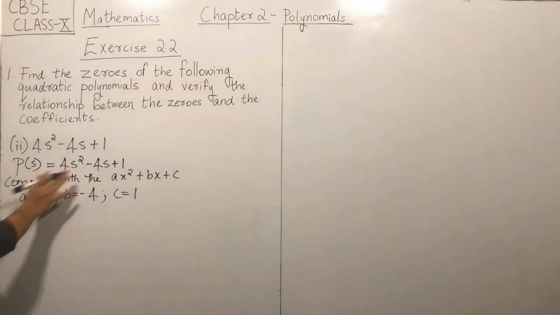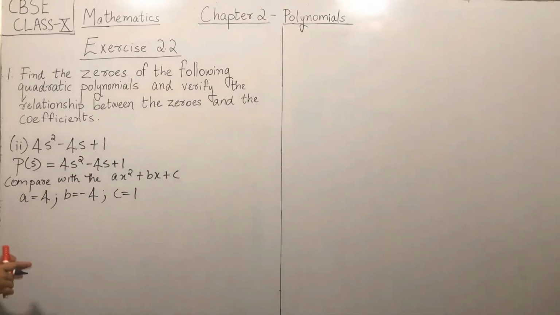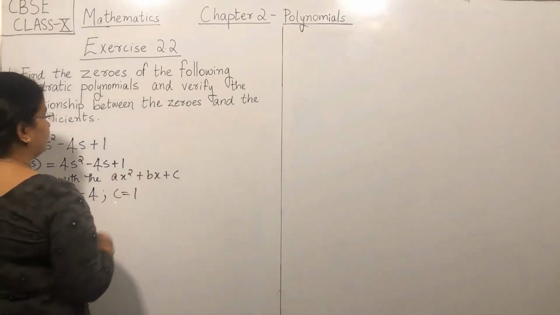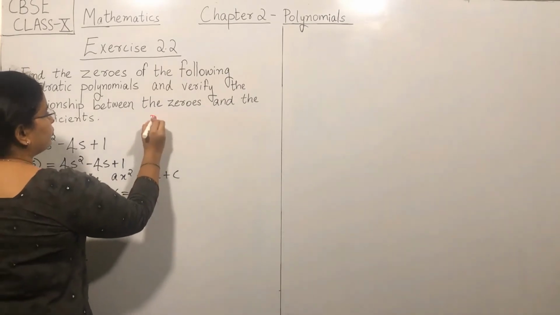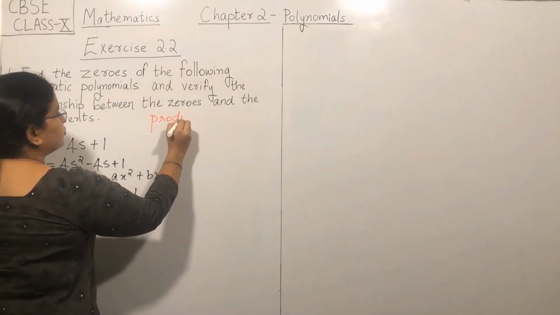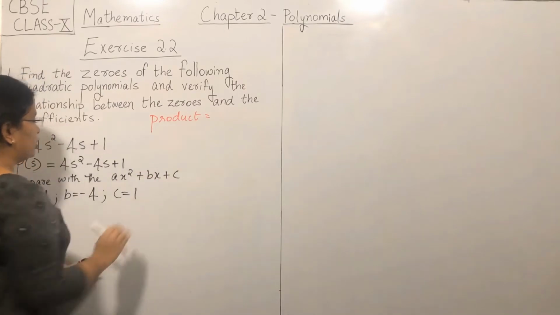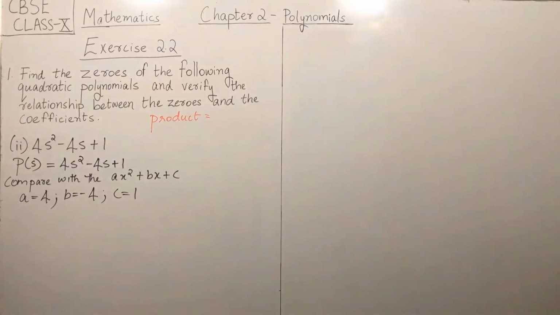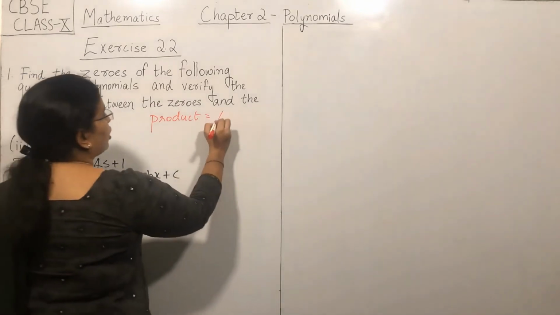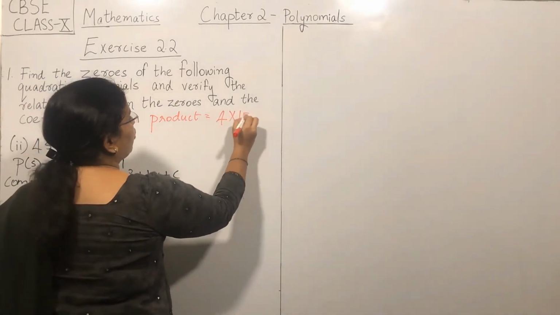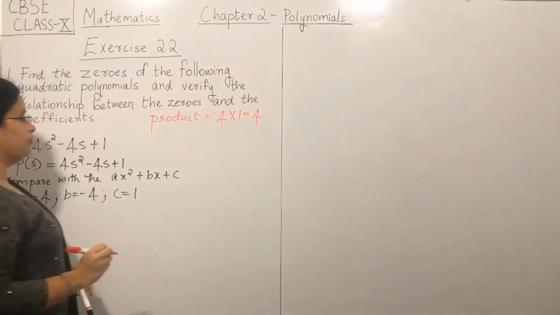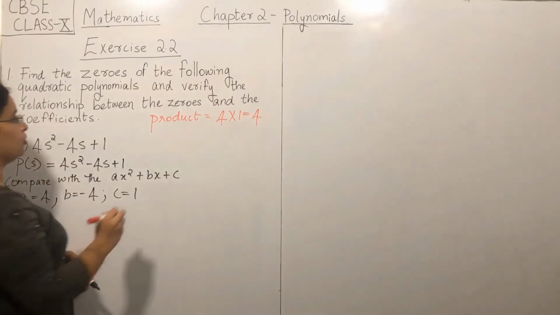Okay. Now we can split the middle term. You need to get the product, product equal coefficient of s square into constant term, that is 4 into 1 equal 4, and sum the middle term, minus 4.